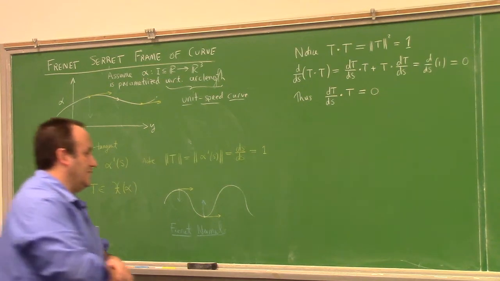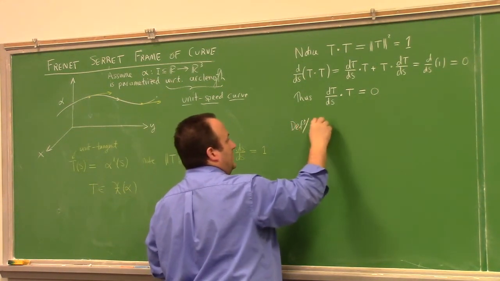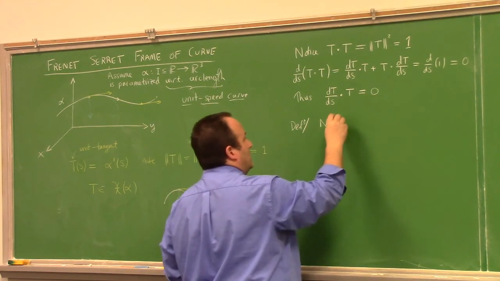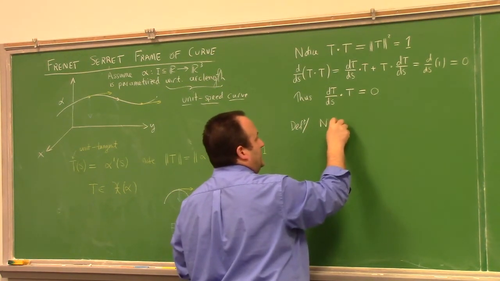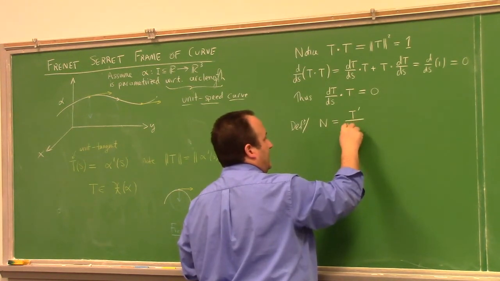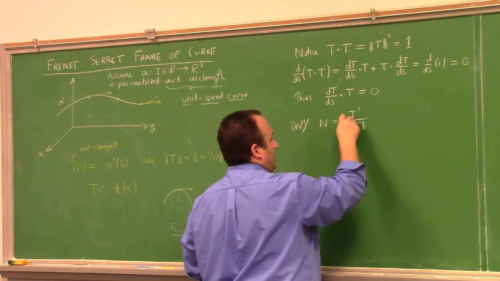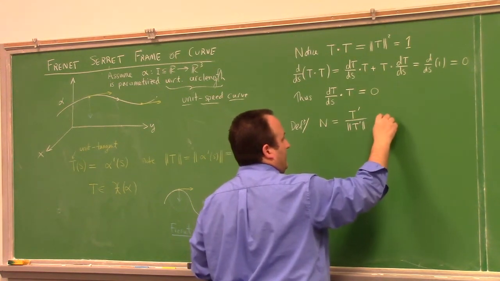So this is what motivates the following definition. The normal is equal to T prime divided by the length of T prime. So this is the unit normal.